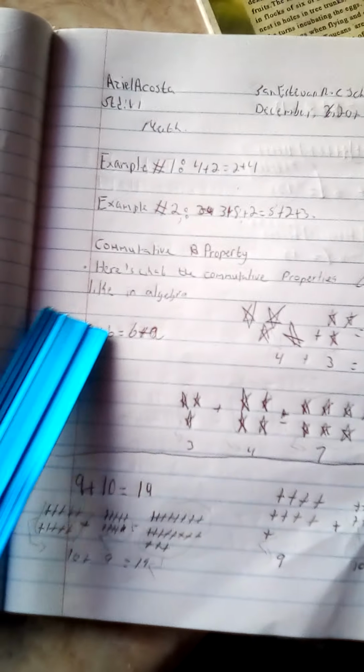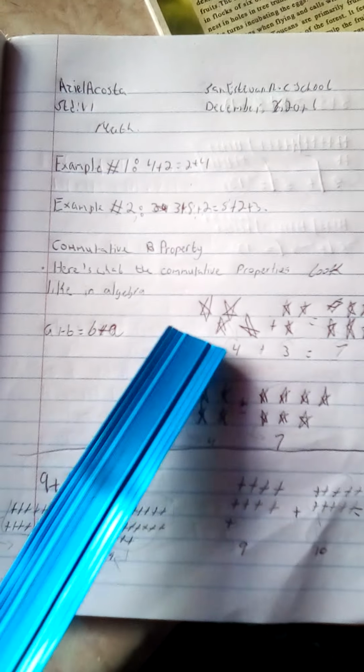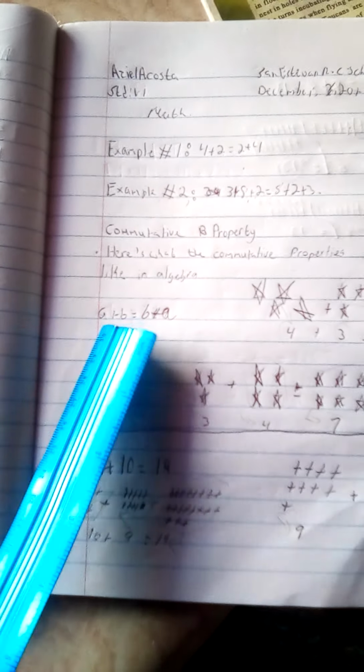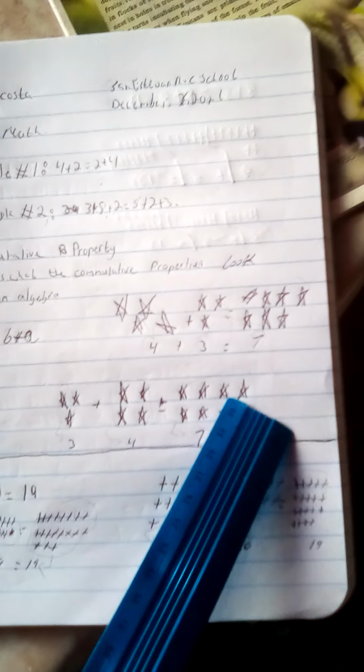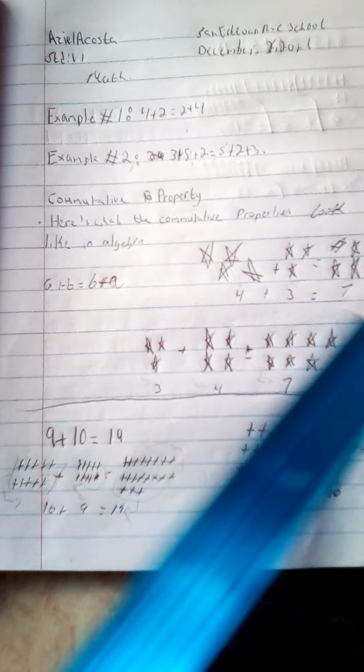Commutative property. Here is what the commutative property looks like in algebra. So in the third one, the teacher gave us a plus b equals b plus a. It means a number, let's say he gave us 4 plus 3 equals 7. So we will put 4 in A, 3 in B. It will give us 7.